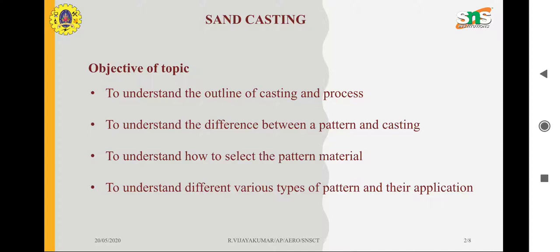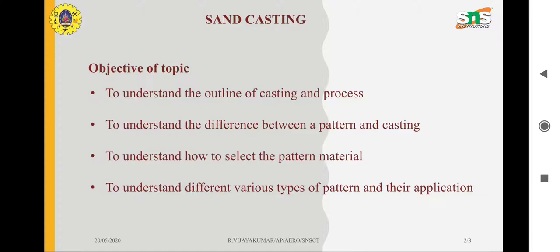In the process of manufacturing, there are many processes. For example, casting processes: sand casting, die casting. In forming processes, there are rolling and extrusion. In fabrication processes, welding and riveting, and in material removal processes, drilling and turning, etc. Next, we are going to discuss casting.